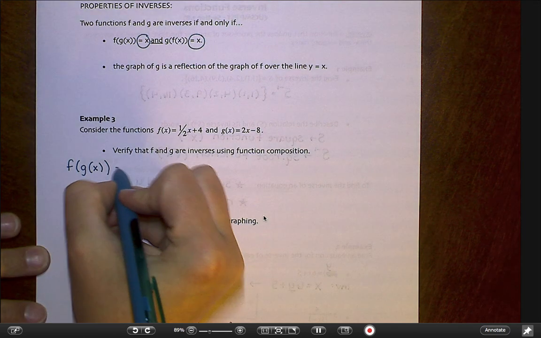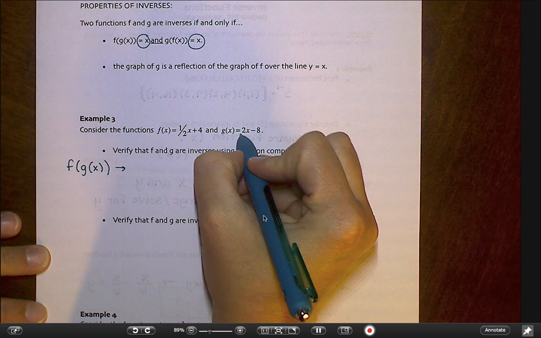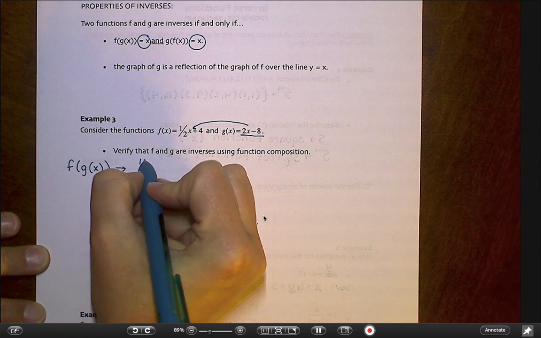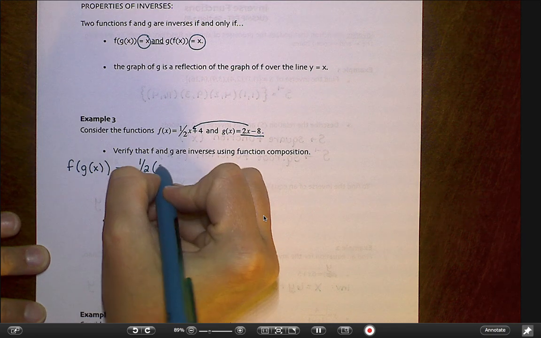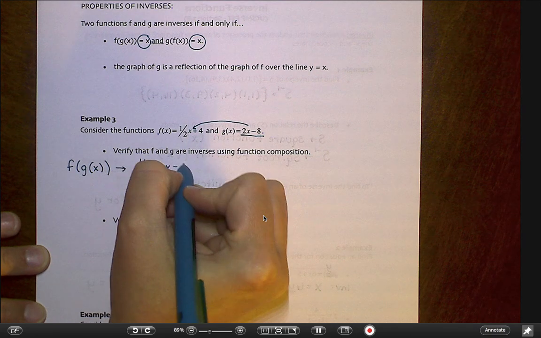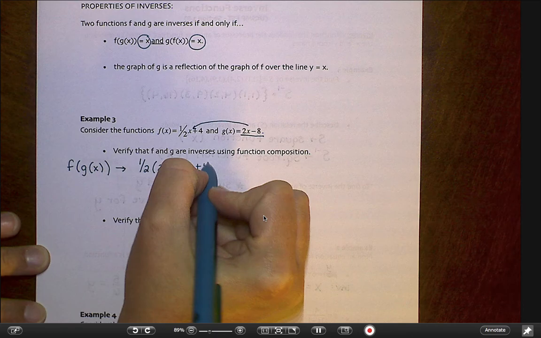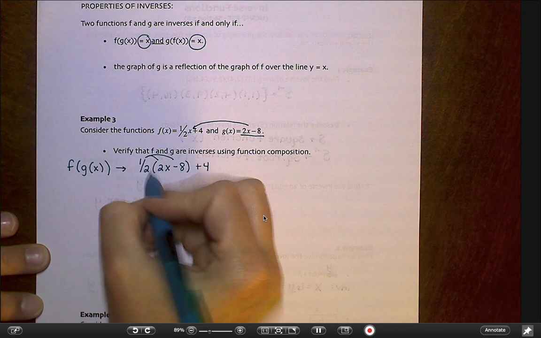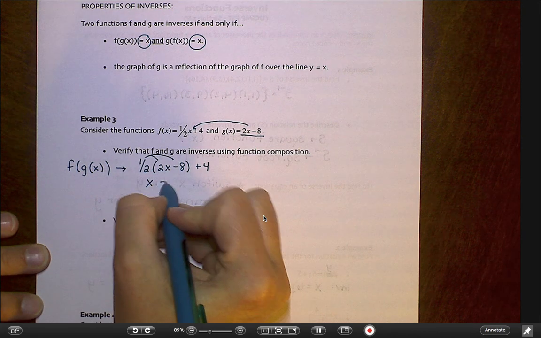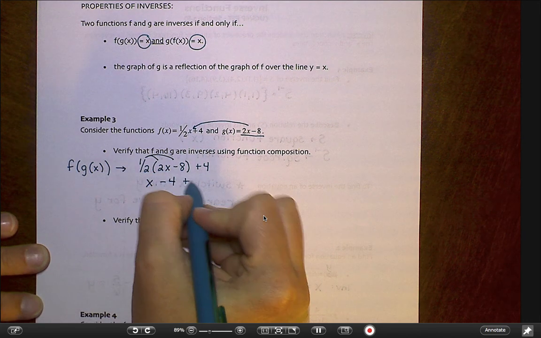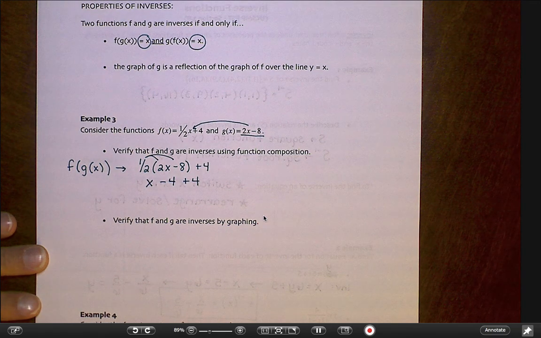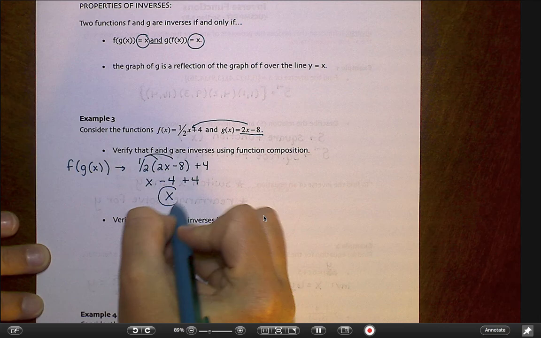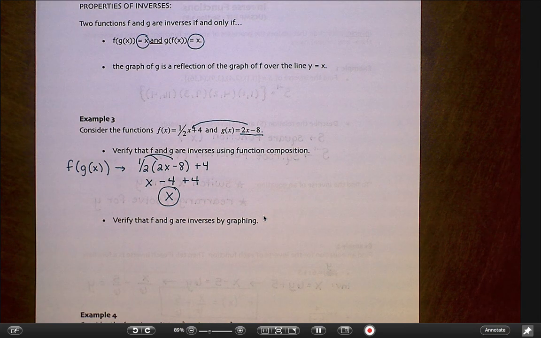So f of g of x would look like this. I'm going to take the g function and plug it into the f function. So I'm going to go 1/2 times 2x minus 8 plus 4. And then I'm going to simplify this. So I'm going to distribute 1/2. So that makes x minus 4 and then plus 4. And then minus 4 and plus 4 cancel each other out, and you're left with just x. Which, remember, if they're inverses, that's what you want to see happen.